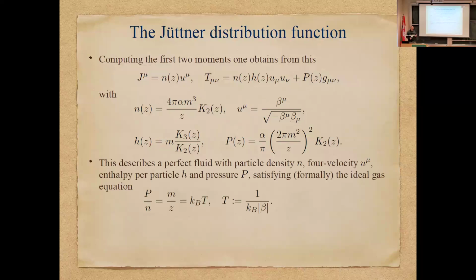And what this describes is just the form of a perfect fluid in general relativity. This has exactly the same form. And furthermore, if I divide the pressure by the particle density, then you get m over z from these expressions, and this you can identify with k_B times the temperature. That means that the temperature is given by these expressions: 1 over k_B times the norm of beta.